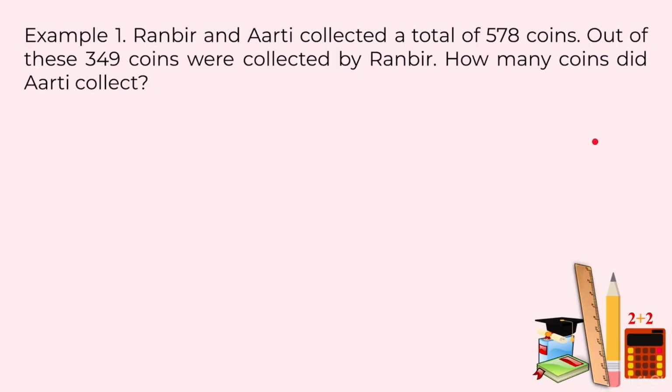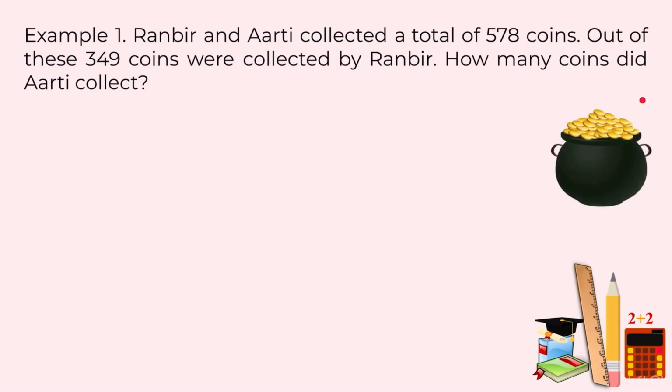Now in this question, we are talking about coins. And we will read the question in portions, that is one line at a time. The first line says, Ranbir and Aarti collected a total of 578 coins. Now, just ask yourself, what are they trying to tell us in the first sentence? They are trying to tell us about the coins collected by Ranbir and Aarti. That is what is going to be our statement.